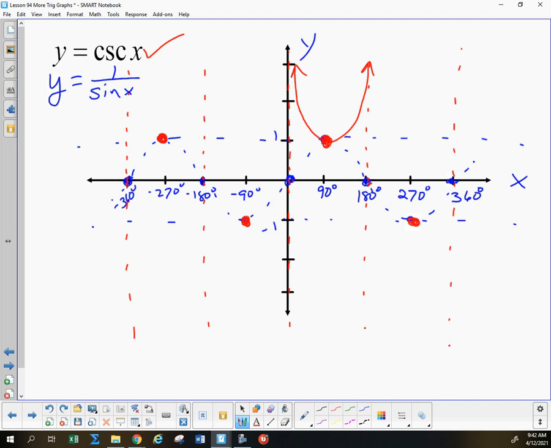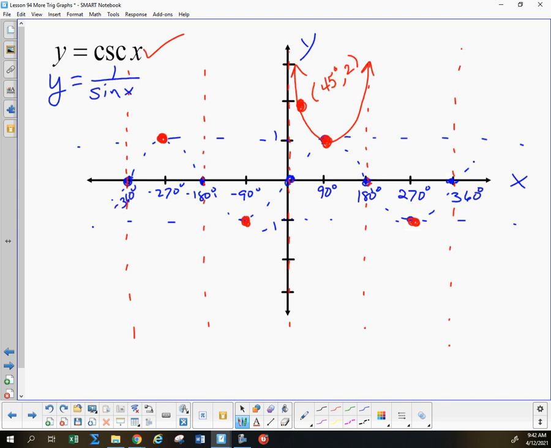1 over a half is 2. So I could even plot that point if I really wanted to: 45 degrees and 2. I'm not going to be requiring you to do that unless we're dealing with an amplitude change or something where we need it in a particular problem.